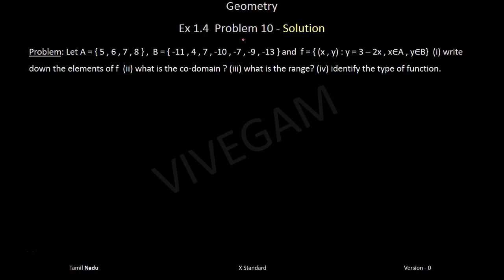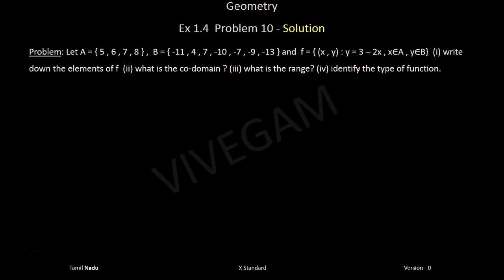Problem: let A equal to {5, 6, 7, 8} and set B equal to {-11, 4, 7, -7, 7, -9, 7, -7, -9, -13}, and f the function is defined by f is a set of ordered pairs (x, y) such that y is equal to 3 minus 2x and x element of A, y element of B. We are asked to write down the elements of f. What is the codomain? What is the range? Identify the type of function.